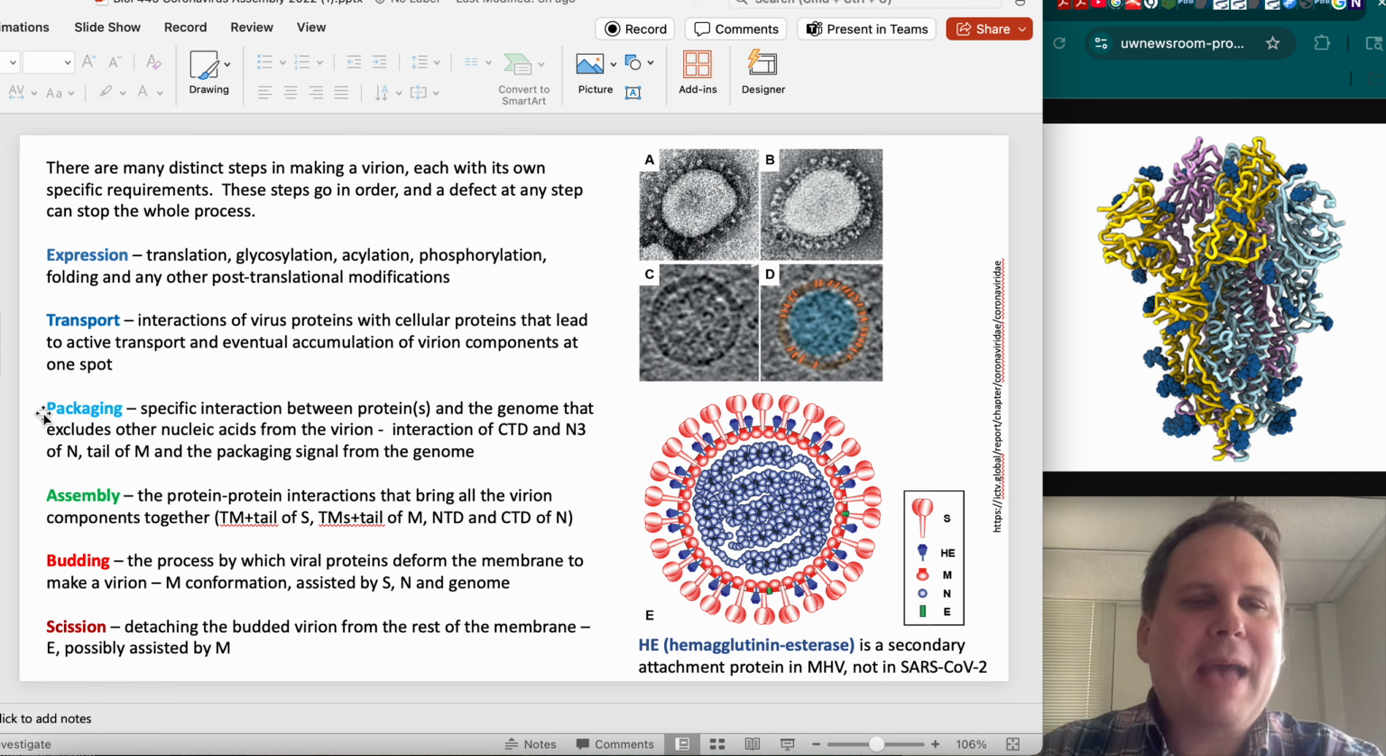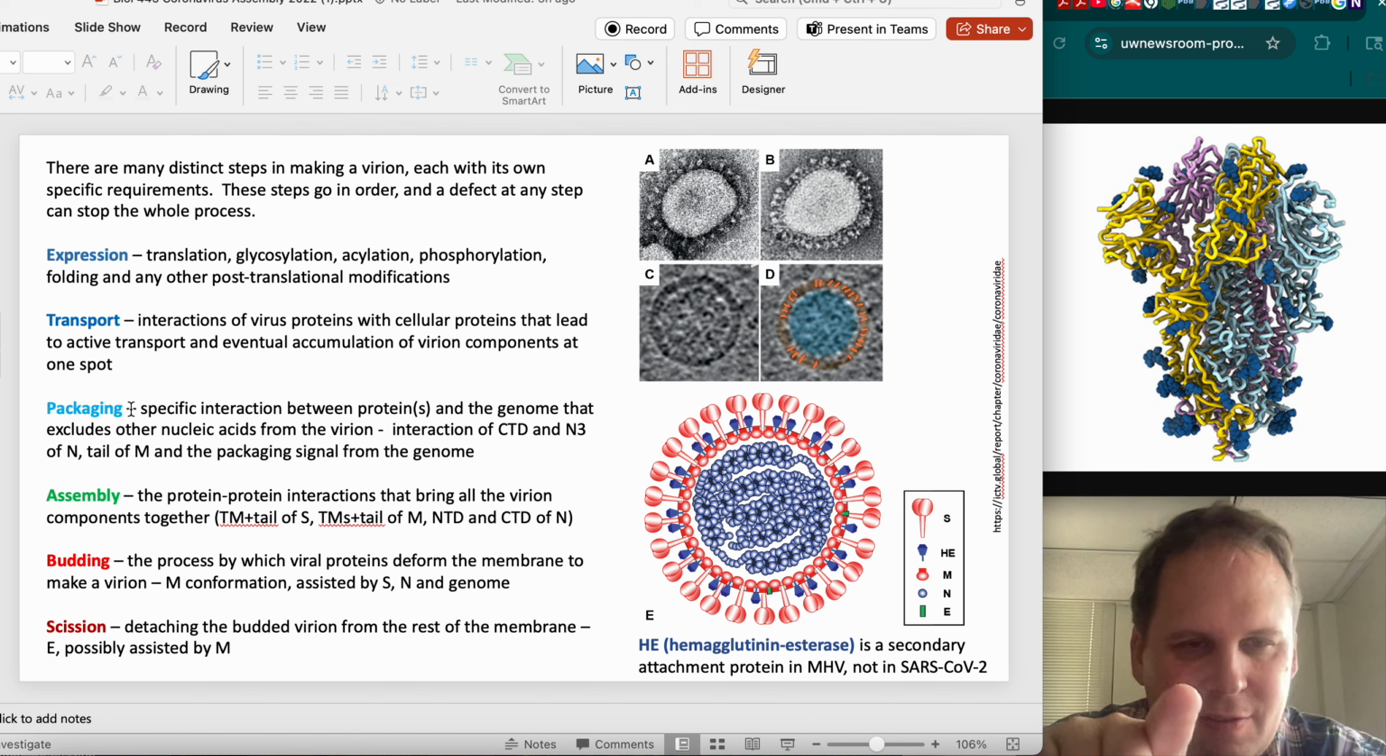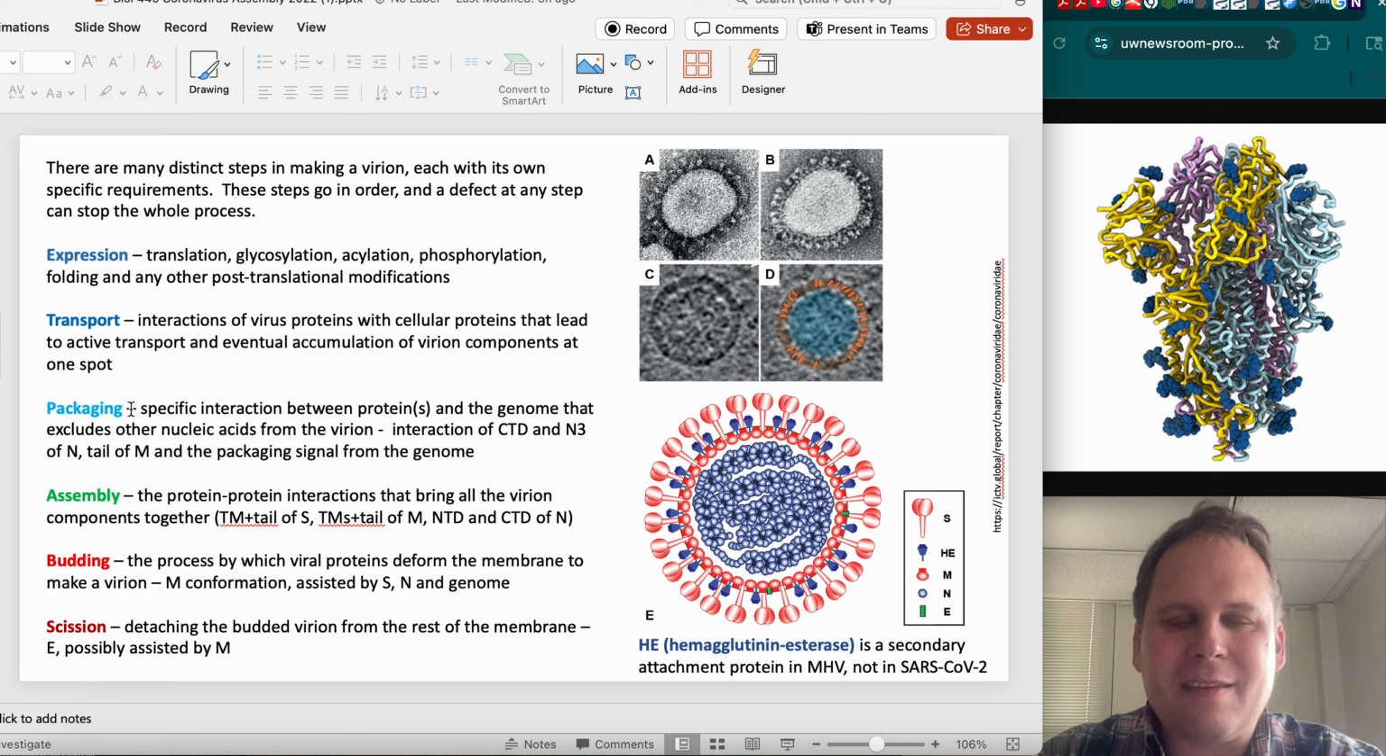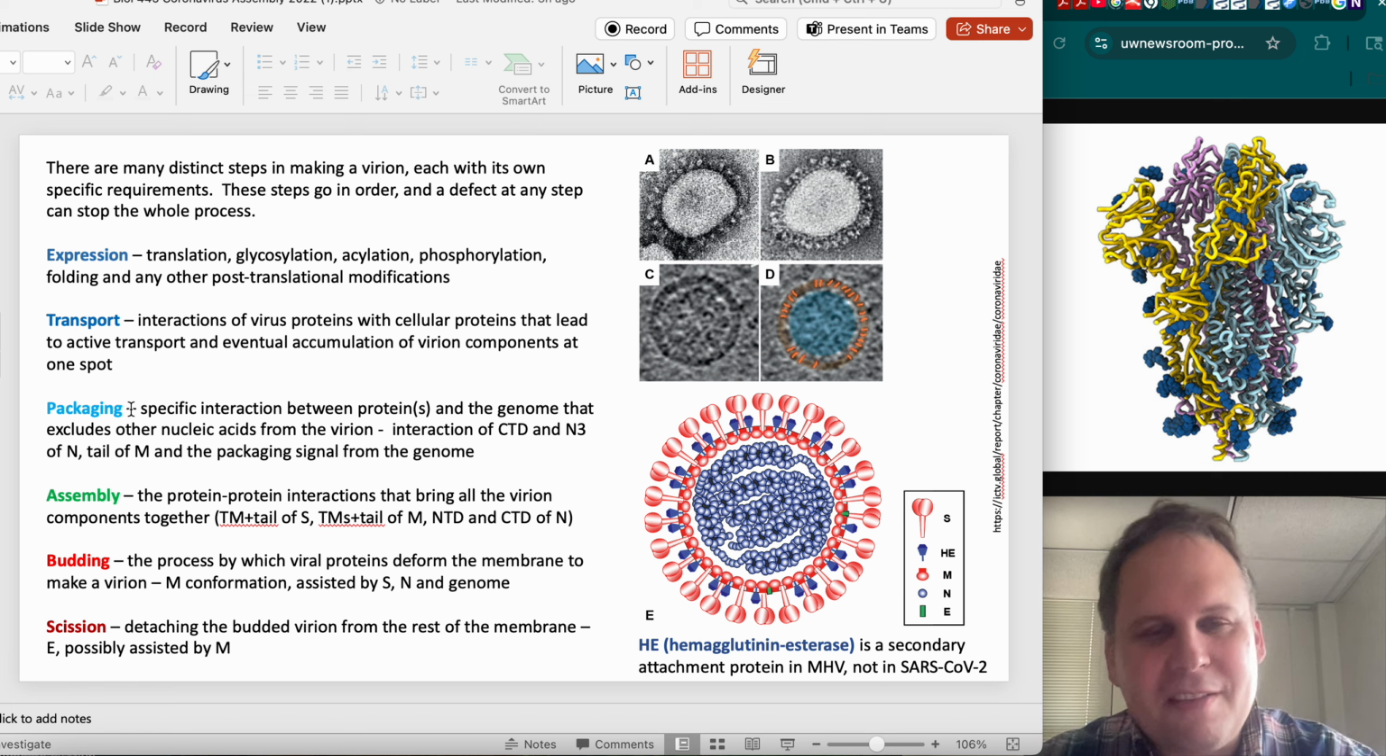Next, you've got two things that are often confused and lumped but are actually separate. So you've got packaging, which means putting the genome and only the genome into the virion. Because a virus, like a coronavirus, is going to make lots of copies of its subgenomic RNA and very few copies of its full-length genome. But the only thing that can start a full infection is the piece of RNA that has all the genes on it, and we call that the genome.